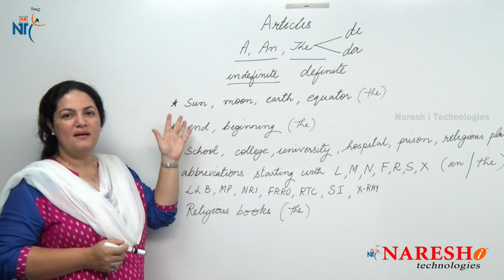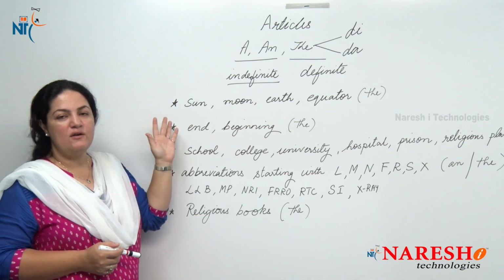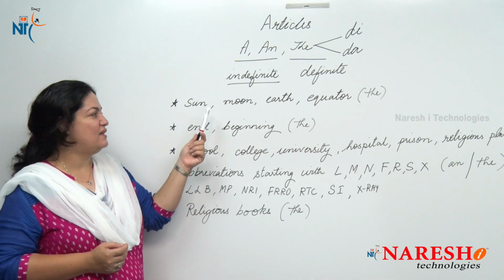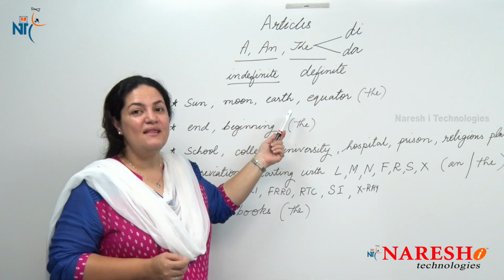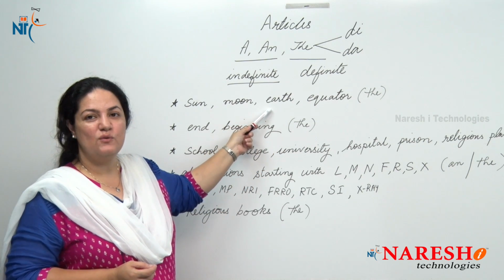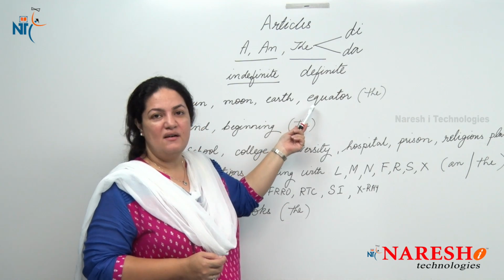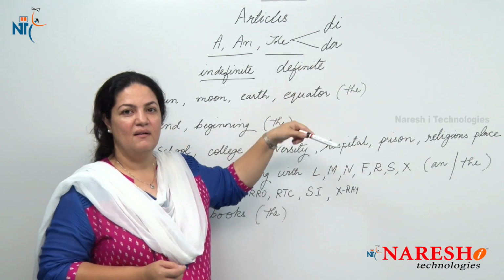Okay, the next on the list is when we are talking about one and only. We know there is one sun, one moon, one earth, one equator. So here we will use the definite article the before it. You say I can see the sun, the moon comes out in the night. I live on the earth. Now here why did I say the earth? Because here it starts with an E which is a vowel. So I say the earth. The equator is an imaginary line which runs in the middle of the map.